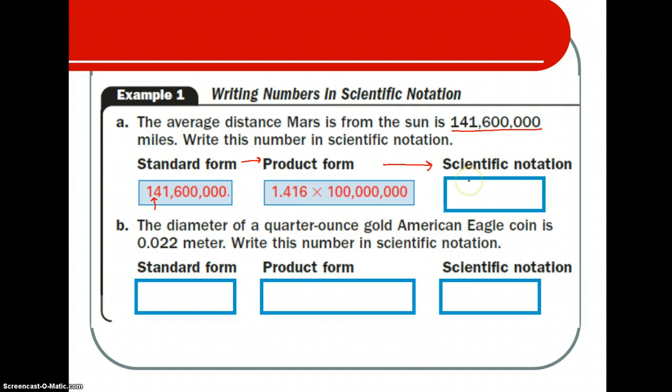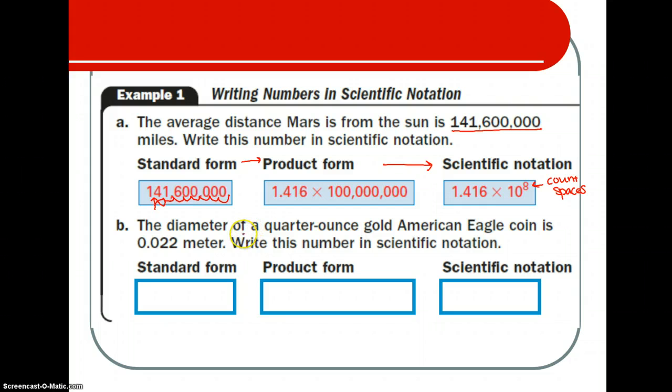Scientific notation uses that same 1.416, but now you count the spaces. 1, 2, 3, 4, 5, 6, 7, 8. So you have 10 to the 8th power. Again, you make sure you're counting the spaces when you move the decimal point.